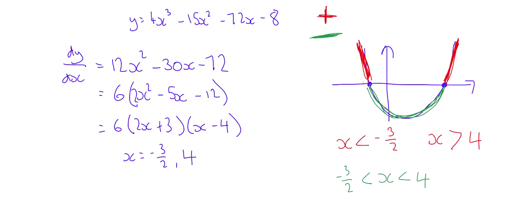Let me change colors again. This is a positive cubic graph. What we've just done is found these two turning points. This turning point here is the first one, and this second turning point here is the second one. That's what we're doing here. Let me color code again. For the parts of the graph, where is it increasing? It's increasing here and here, right? That's when the graph has a positive gradient, when the graph of the gradient is greater than 0.